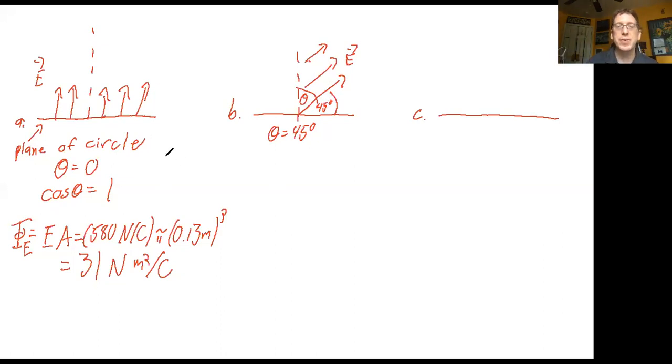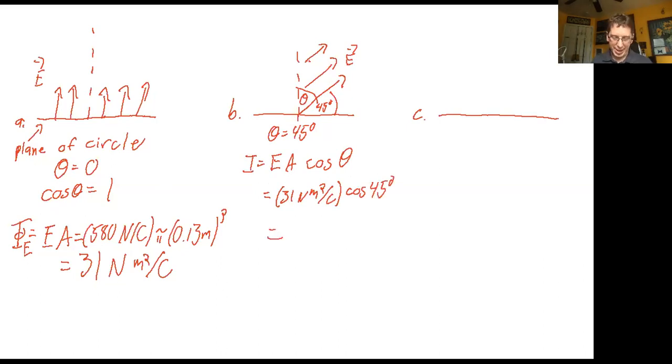They're complementary angles. So the electric flux is equal to E times A times the cosine of theta. And we already know what the product of E times A is, so we don't need to write all that out again. That's 31 Newton meters squared per coulomb, and you're multiplying that by the cosine of 45 degrees. And so you do that, and you get 22 Newton meters squared per coulomb. And so that's the electric flux when it's at an angle.